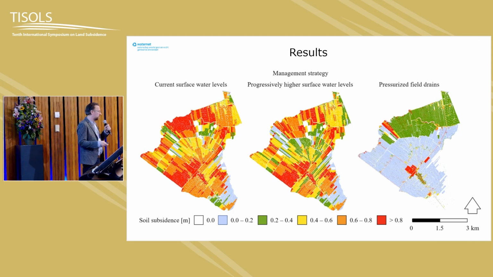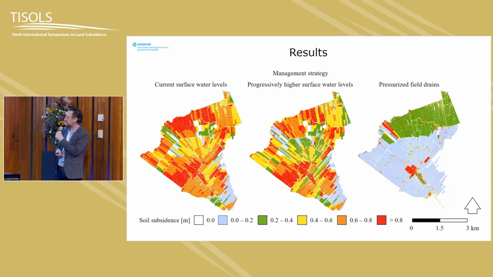I'm not going to show you all the results, only these maps of the main results. They show the soil subsidence until 2100. And on the left hand side you see the map of the business as usual situation with red patches that exceed 1 centimeter of soil subsidence a year due to the oxidation of the peat. And on average it's about 2 centimeters in 3 years, give or take. The second scenario with the progressively higher water levels shows some changes, but not really all that much, because it's a really slow process.